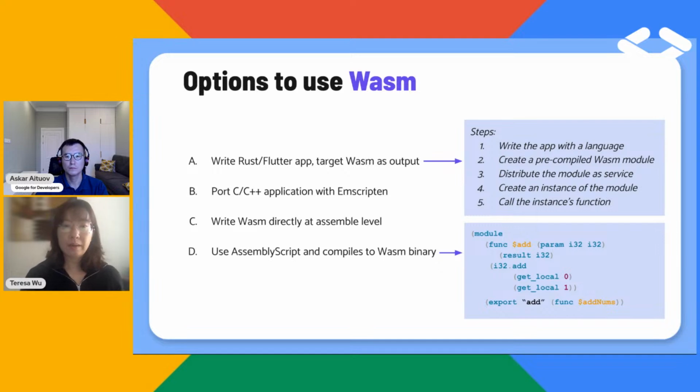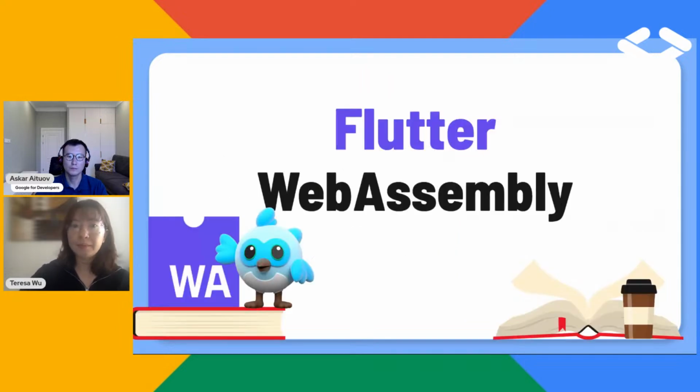Or you can port a C++ application as well with a script. Or if you are very adventurous and like to try things out, you can write the WASM directly at assembly level. And the other option here is to use this script called AssemblyScript and compile this to WebAssembly binaries. Okay, so we talked about that. At the moment, we can use single page application or PWA to build web applications. And we can port a module, which is a WebAssembly module, on top of our existing JavaScript application.